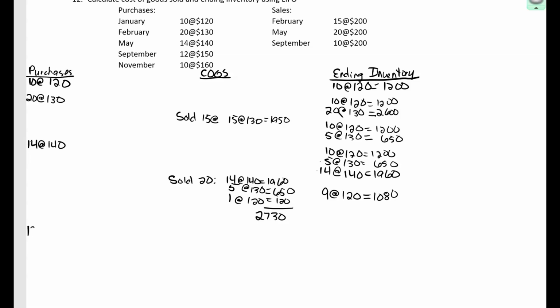Okay, we purchased 12, and the price rose again. Those are at 150. We have 9 at 120, and then these 12 that we just purchased at 150.